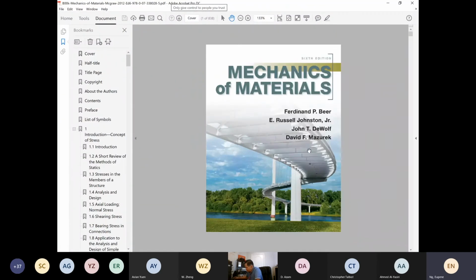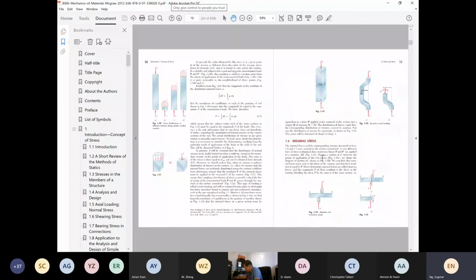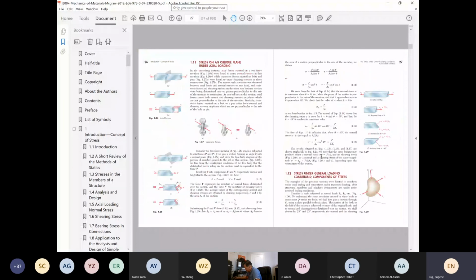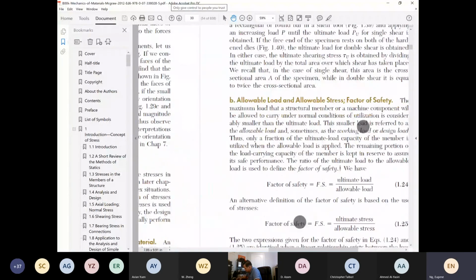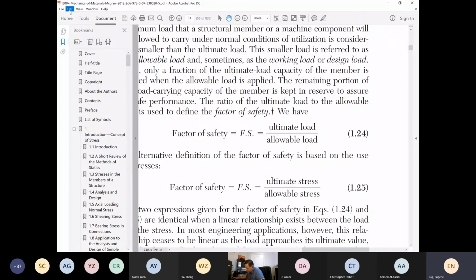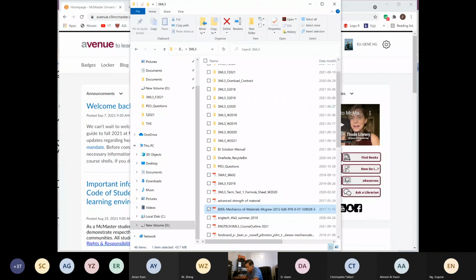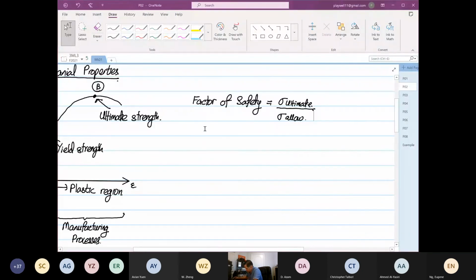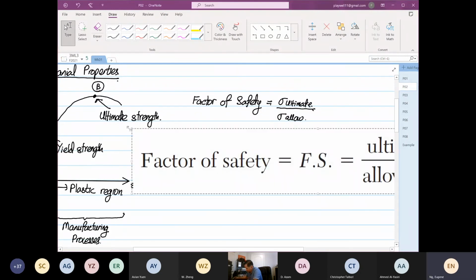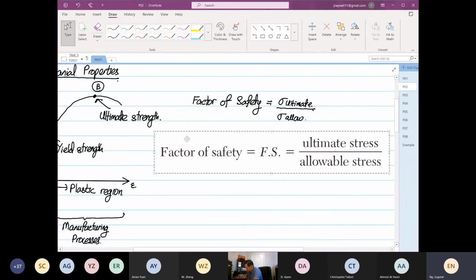So if we were to refer to the textbook, let's look at it. Where is the textbook regarding factor of safety? Okay, here it is. Can you see that? The factor of safety is based on the ultimate strength or stress over allowable. So this is from the textbook, exactly like how we have written. You can refer to this. This is textbook information.